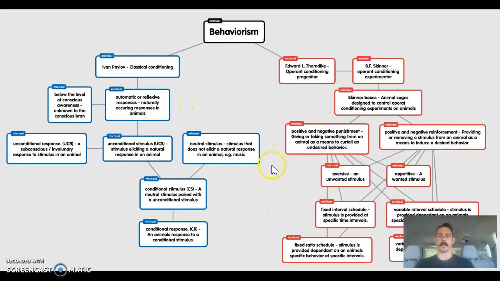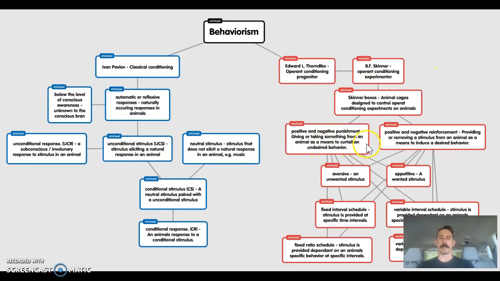On the other side, the more conscious level of conditioning, operant conditioning, that's what we're calling it. Edward Thorndike is sort of the early progenitor of these theories, but B.F. Skinner is the one that sort of made him famous with Skinner boxes, which are essentially animal cages designed to control operant conditioning experiments on animals.